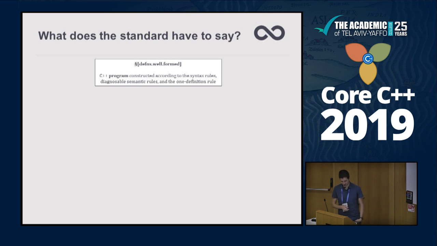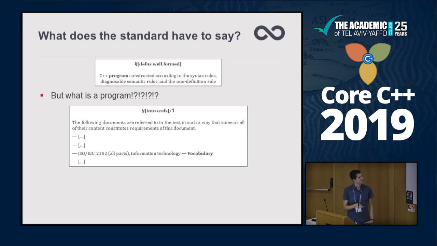So, here you have what is a C++ program. The C++ program is constructed according to the syntax rules, diagnosable semantic rules, and the one definition rule. In any case, they use the word program here as is. They don't define what a program actually is. So what is a program?